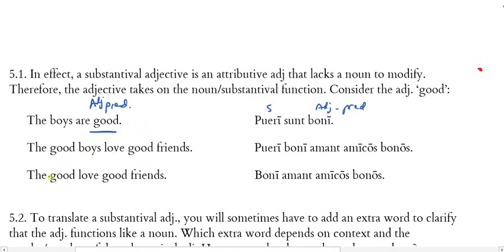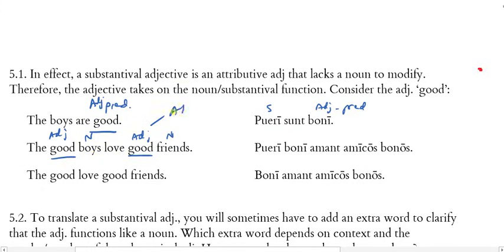Okay, now look at the second example. The good boys love good friends. So here is good and good. Notice that there are nouns and adjectives here, right? Good friends. The adjective is telling you what kind of boys and what kind of friends are involved. What sort of adjective use is this? These are both attributive.